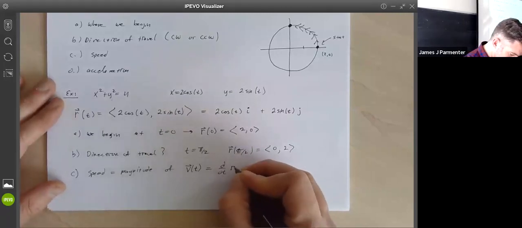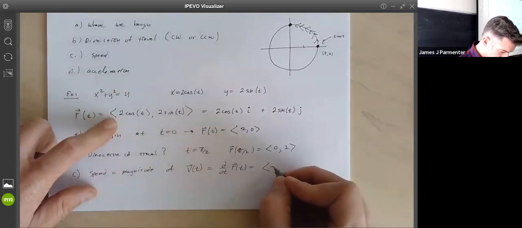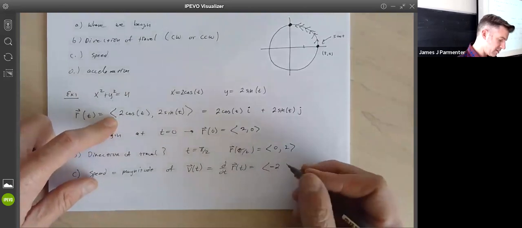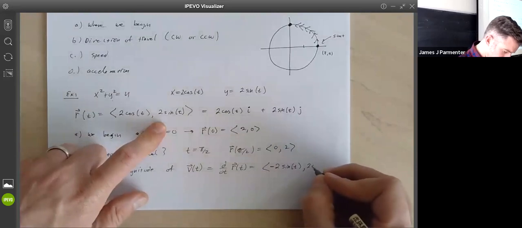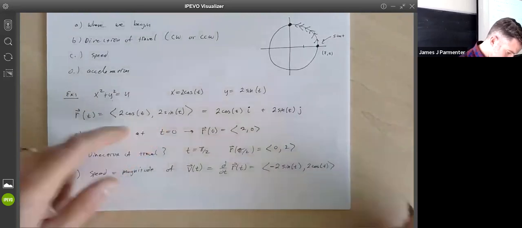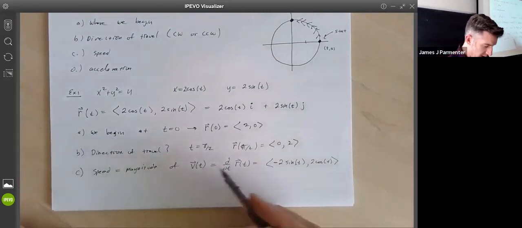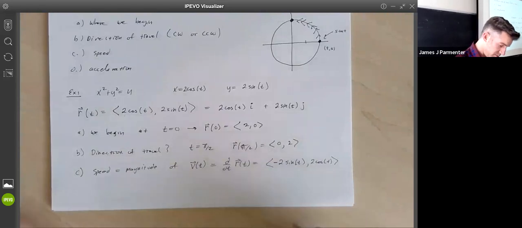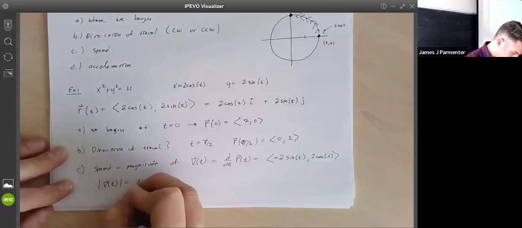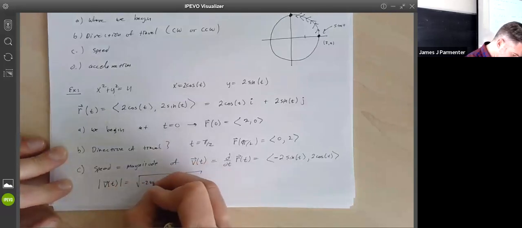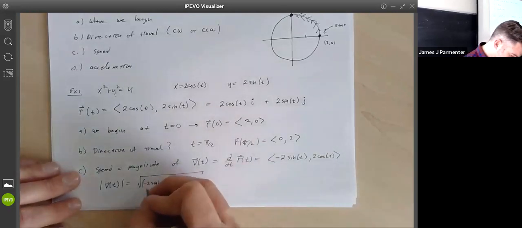So it's the derivative of r of t, which is going to be, well, let's see, the derivative of 2 cosine t is -2 sine of t, and the derivative of 2 sine of t is 2 cosine of t. Now, it's not very exciting in this particular example because the magnitude of this is just going to be 1. The magnitude of velocity here is the square root of -2 sine. Oh, no, it's not going to be 1. I apologize. It's going to be a little more exciting.